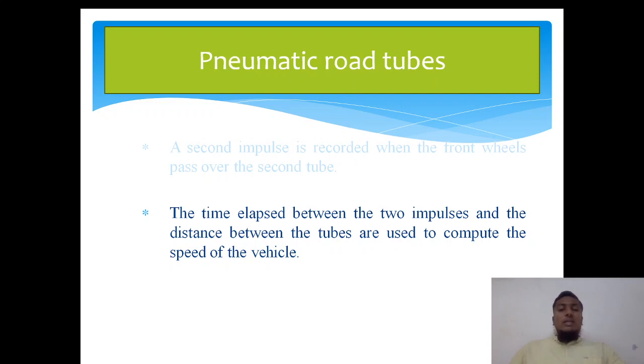So by using the relationship between distance, time and speed, you can easily calculate or compute the speed of the vehicle, that is distance upon time, by using this formula.